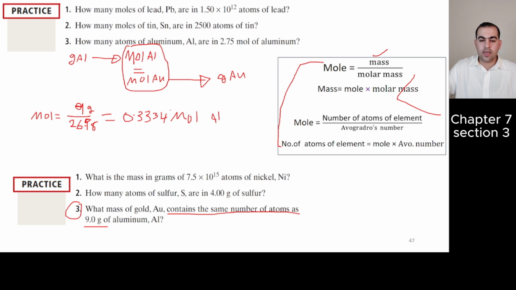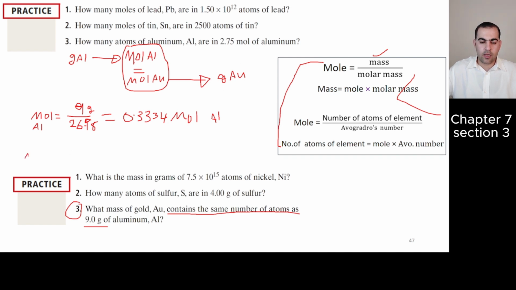So we know mole of aluminium. Mole of aluminium equals to mole of gold, because the question tells you the same number of atoms. We could change that mole of aluminium to number of atoms of aluminium, use the same number for gold, find mole of gold and change to mass. But here we don't need to do this. Moles are the same, so we're going to use that. We have how many mole of gold now? We have 0.33 mole of gold. Now we change the mole of gold to gram of gold.